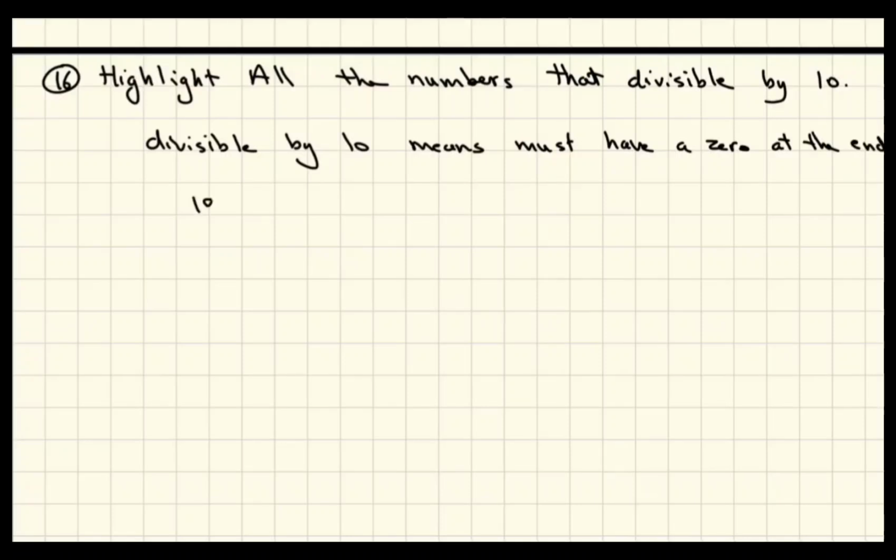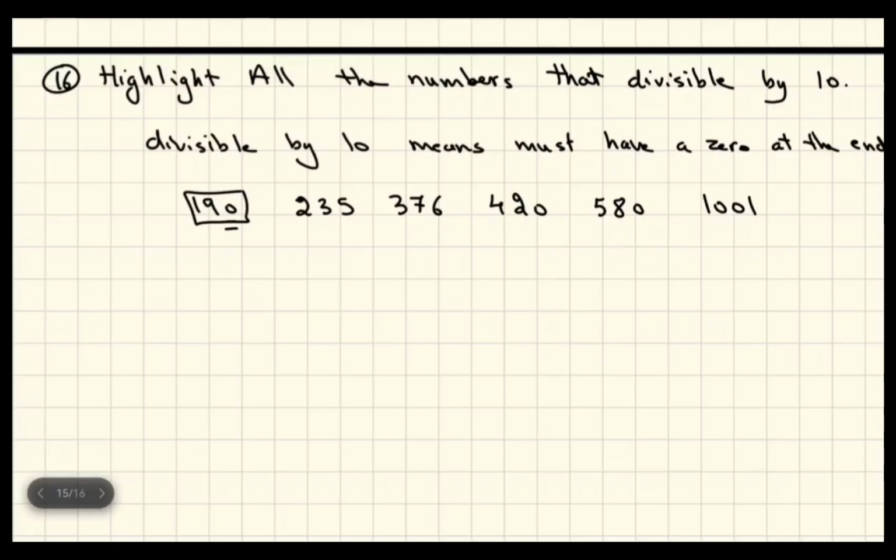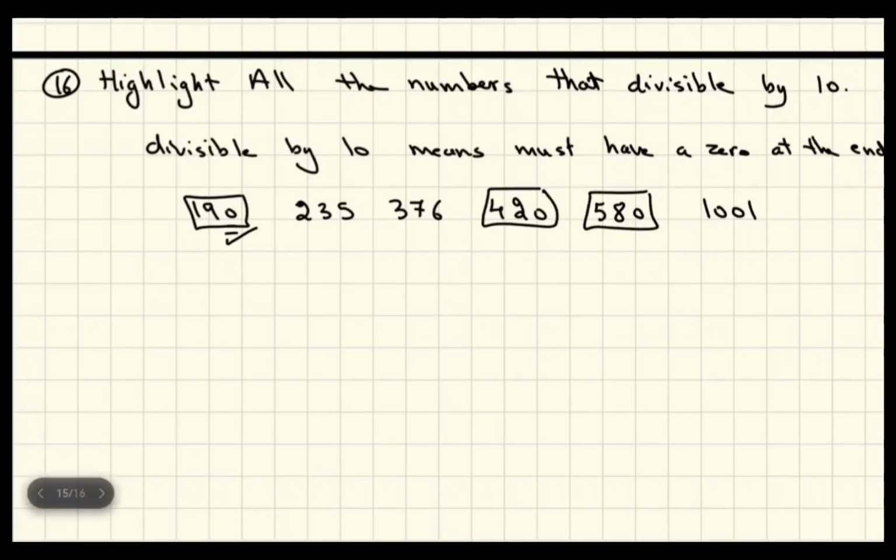So if I give you these numbers, 190, 235, 376, 420, 580, 1001, I look for the numbers that have a 0 at the end. So this one, and this one. These are the numbers that are divisible by 10.